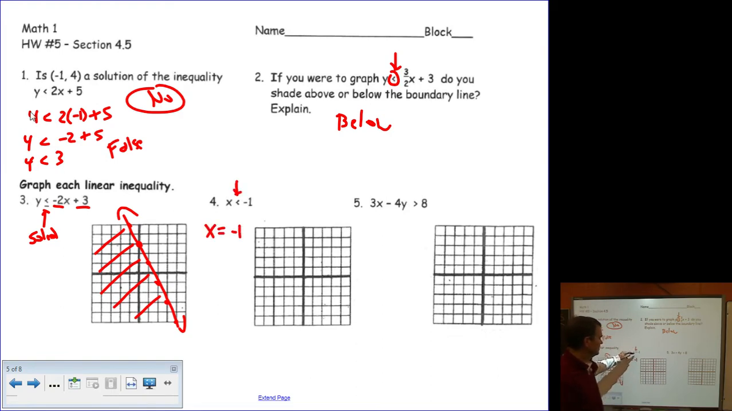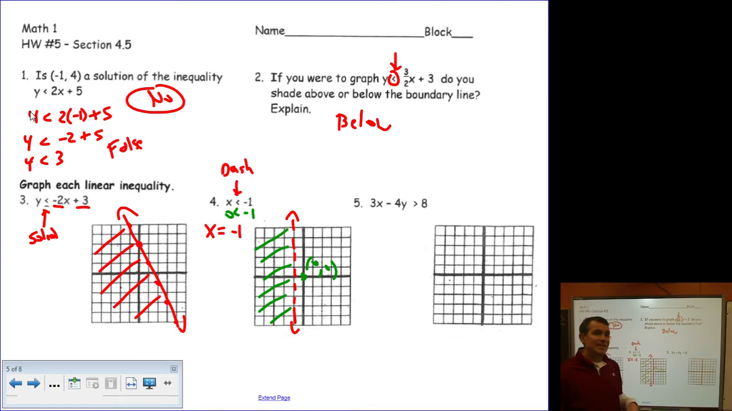Number 4, to graph this line, this is the line x equals -1. And because of the inequality sign, it is a dashed line, so I'm going to have a dashed vertical line at x equals -1. And if I test the point 0, 0, putting 0 in for x, 0 is less than -1, that is false. So the answers are on this side of the line, and I'm going to shade in that side of the line.